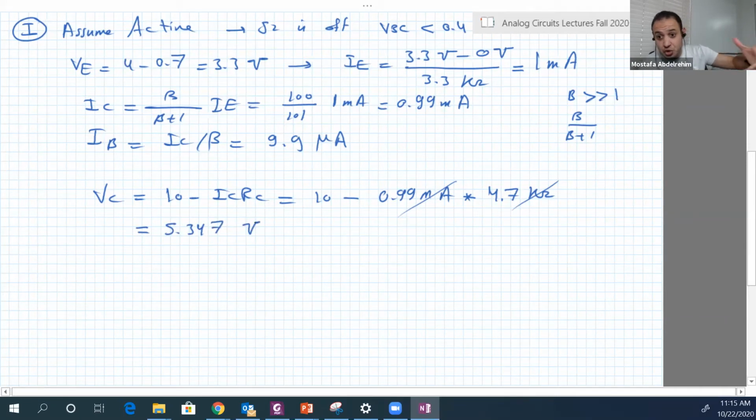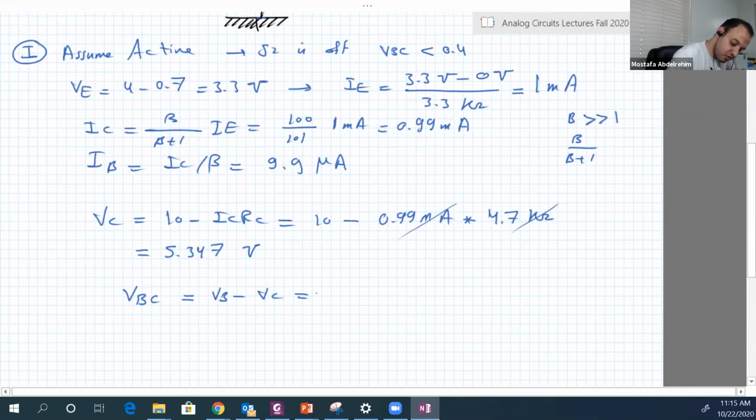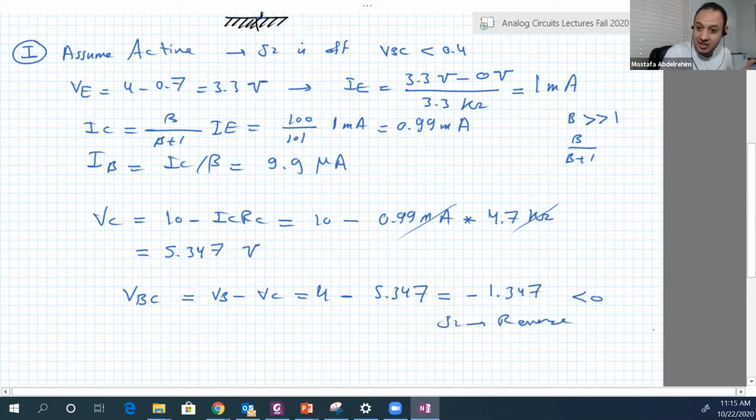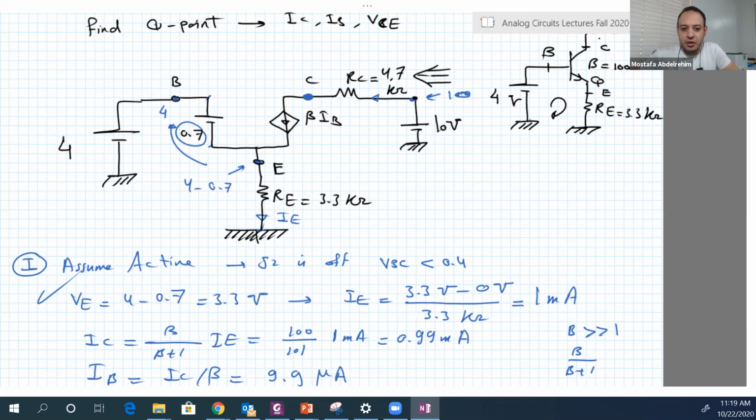Now, the moment of truth. Is it really the active region or not? So we should calculate VBC, which is VB minus VC. VB, as we saw here, is 4 volts, and VC we just calculated. So this will be minus 1.347, less than 0. J2 is reverse, as we anticipated, or assumed. So the assumption is correct. Thank you very much, and see you on Tuesday. Bye-bye.